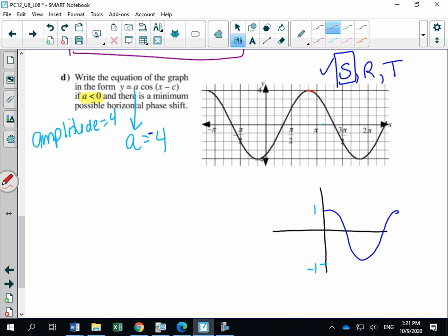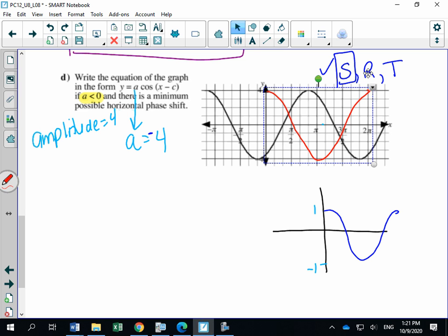So here's my cos graph after the stretch. What I'm going to do is put this back to where it would originally be, which would be here. And then after it undergoes a stretch of 4, this is what the cos graph would look like. Then they tell me that A is less than 0.